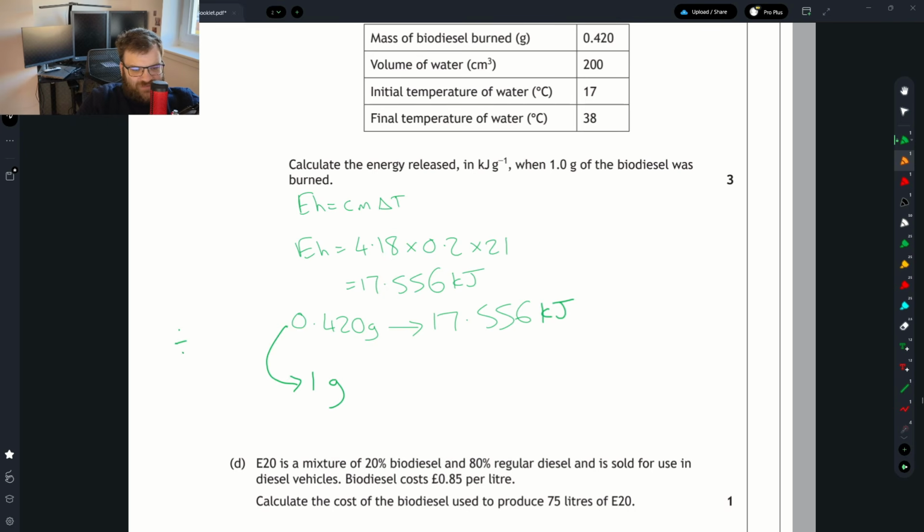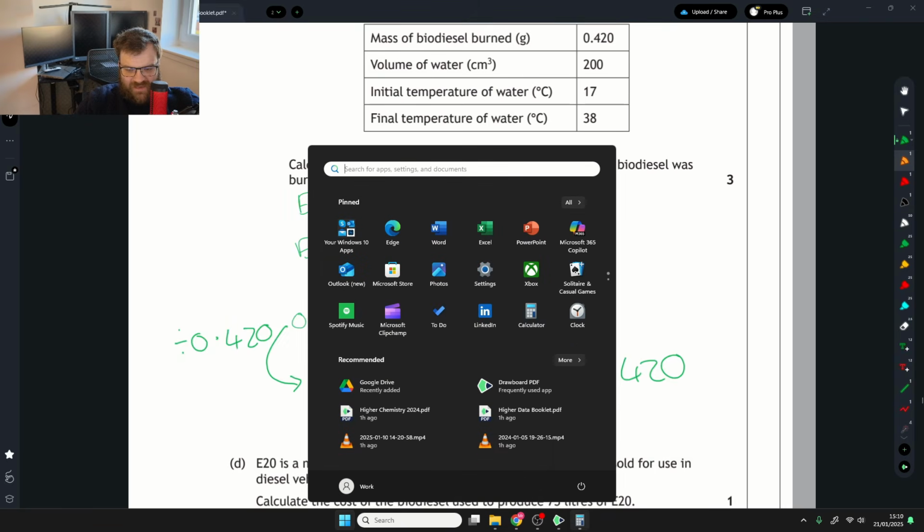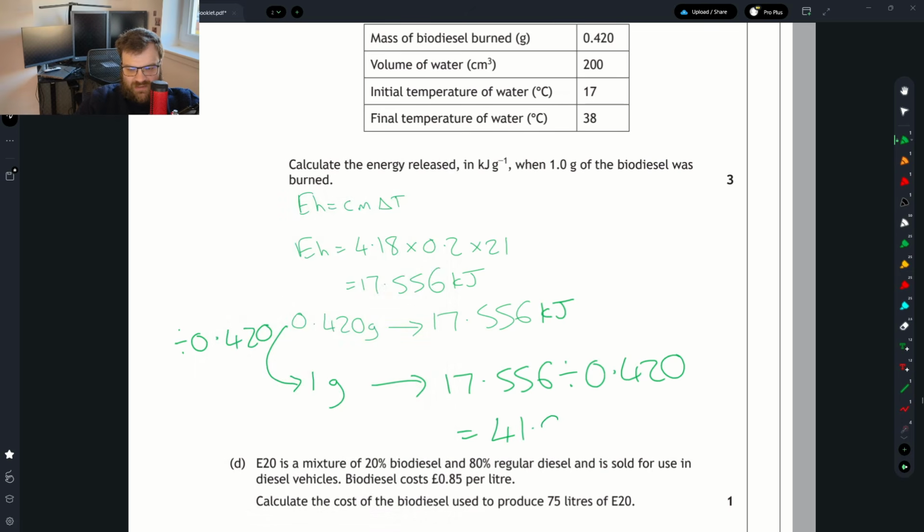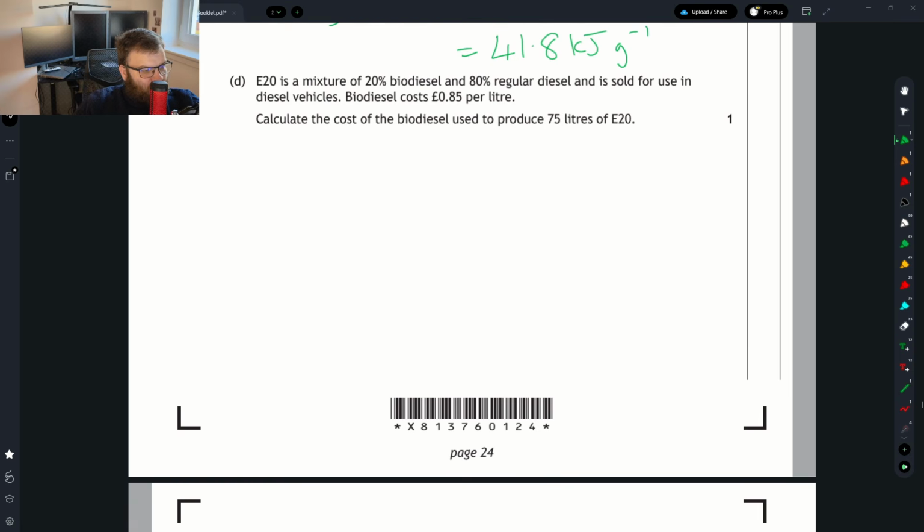Any number divided by itself gives you 1. So if I take the other side and do 17.556 divided by 0.420, I should end up with a number bigger than itself. That divided by 0.420 giving me 41.8 kilojoules per gram. Okay, next one, we are asked about cost to produce E20 fuel.